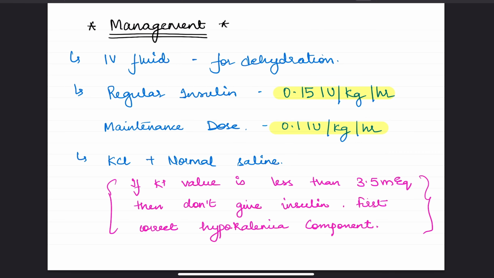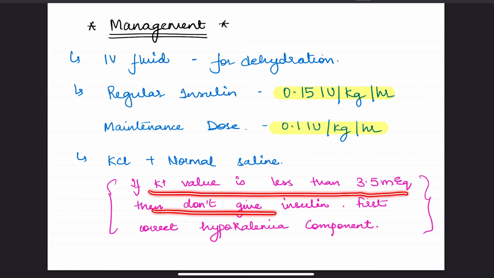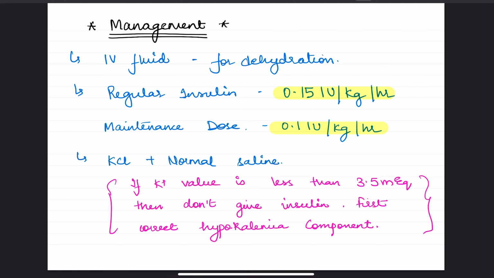We can also give potassium chloride with the normal saline. Note that if the potassium value is less than 3.5 milliequivalents, then don't give insulin, because we know that insulin causes potassium to go inside the cell. In this condition, if the value is less than 3.5, the potassium will go inside the cell again, so hypokalemia will occur, which will worsen the case. So that's all.